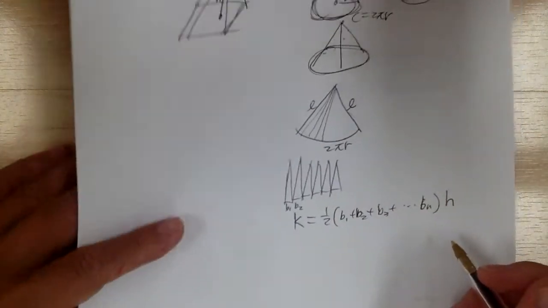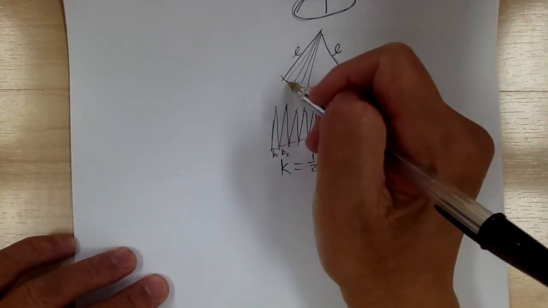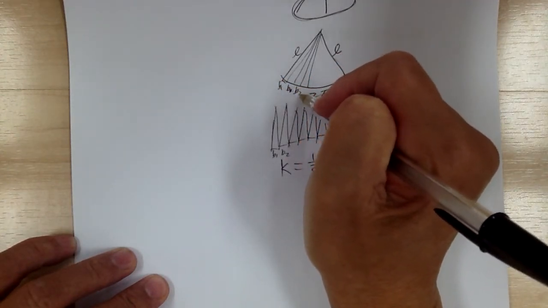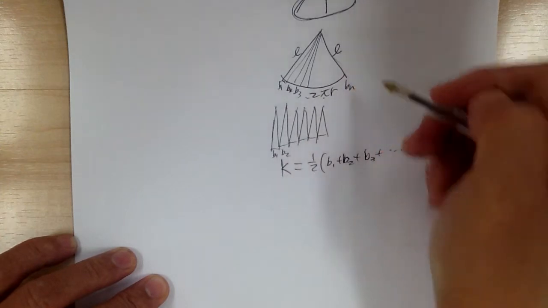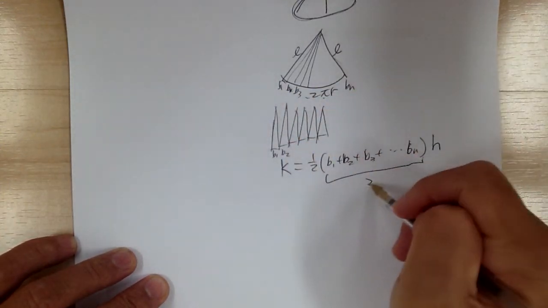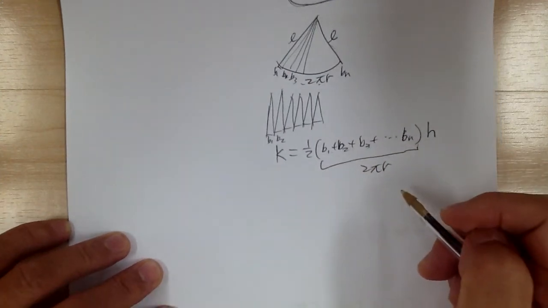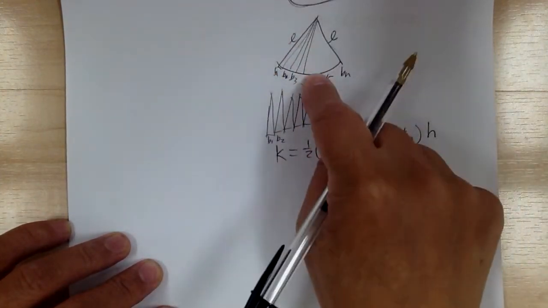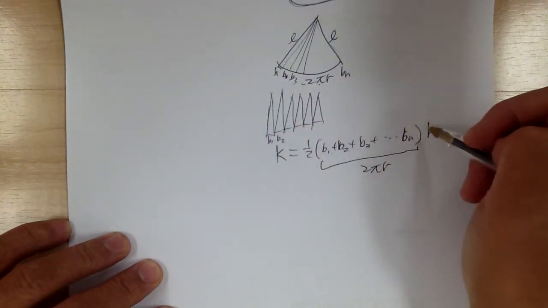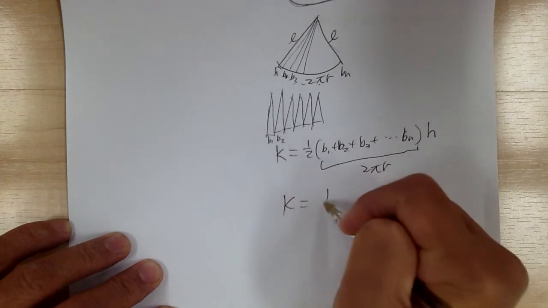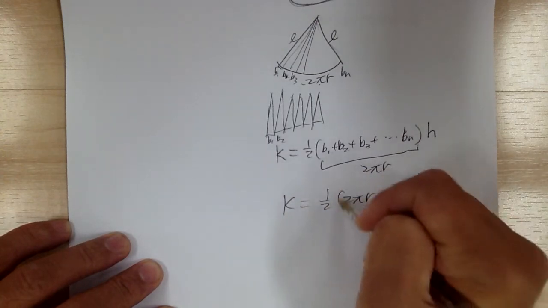Well, if you add all these bases, notice this is your B1, B2, B3 to Bn, right? If you add all these together, what is this? Well, that's your circumference, that's your 2 pi r. So you can think of a triangle as 1/2 base times height. And your height, in this case, would be L, right? So the area will equal 1/2 times 2 pi r times L.